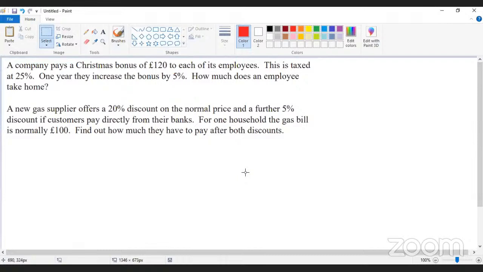A company pays a Christmas bonus of 120 euros to each of its employees. This is taxed at 25%. One year, they increase the bonus by 5%. How much does an employee take home? A company pays a Christmas bonus of 120 to each of its employees. This is taxed at 25%. One year they increase the bonus by 5%. How much does the employee take home?